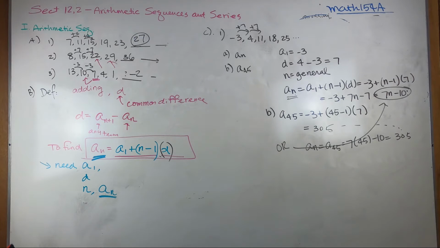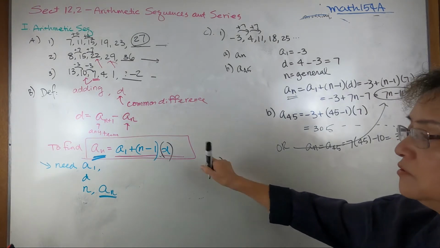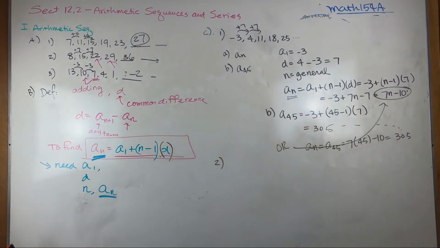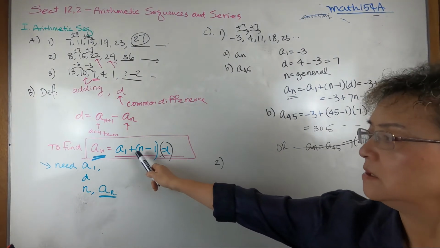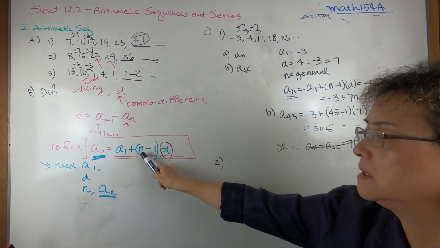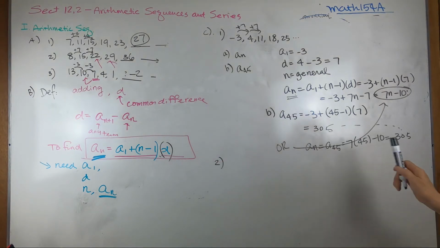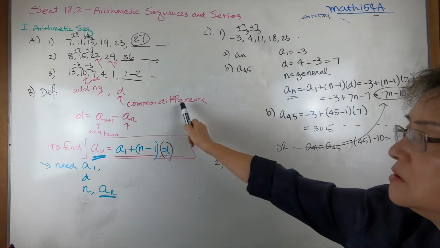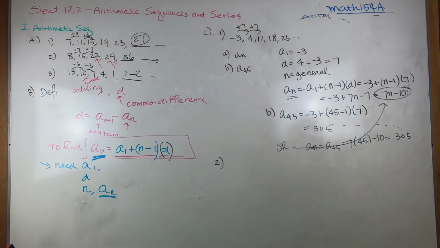Got the idea? Pretty straightforward, right? When you started. But when you add more formulas, you will mingle all of them, and you have to find out which is which. Then you have to make it clear in your mind what A1 means. A1 is the value for the first term. Then N is how many terms down the road, how many days down the road, right? And D is your common difference.